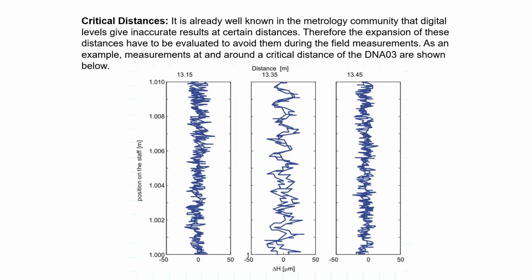Critical distances. It's already well known in the metrology community that digital levels give accurate results at certain distances. Therefore, the expansion of these distances has to be evaluated to avoid them during the field measurements. As an example, measurements at and around a critical distance are shown below. Here you can see critical distances 13.15, 13.35, and 13.35 meters.